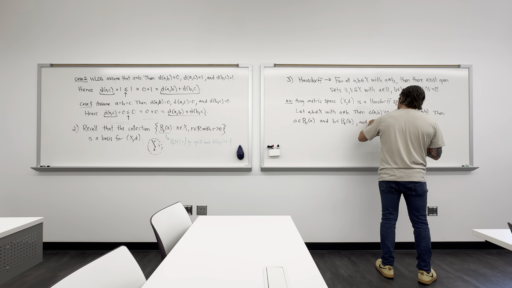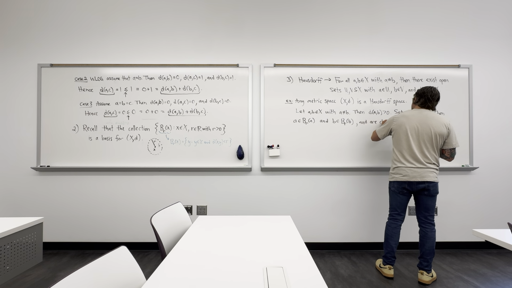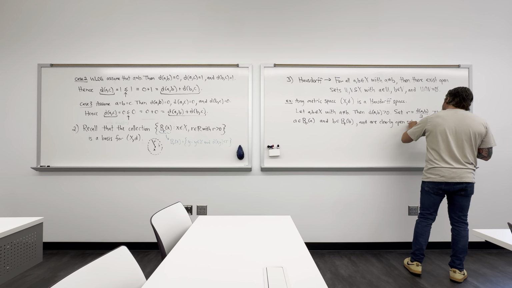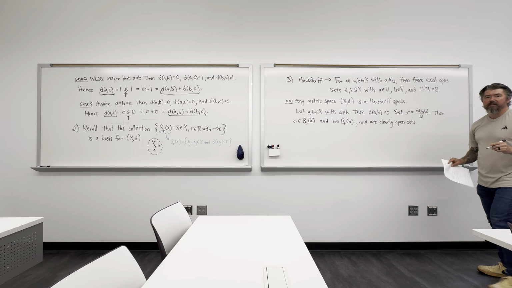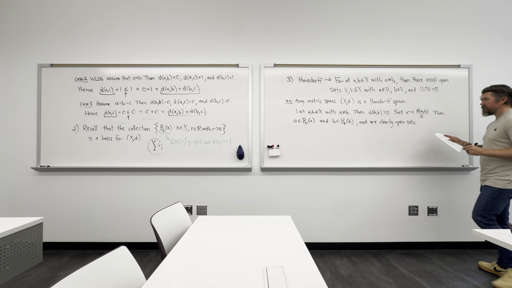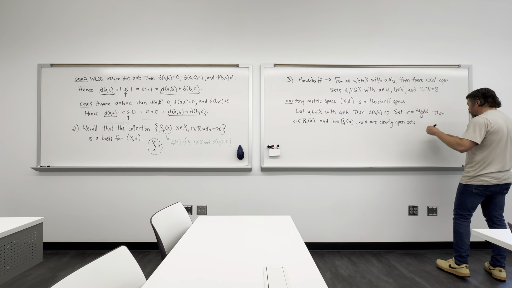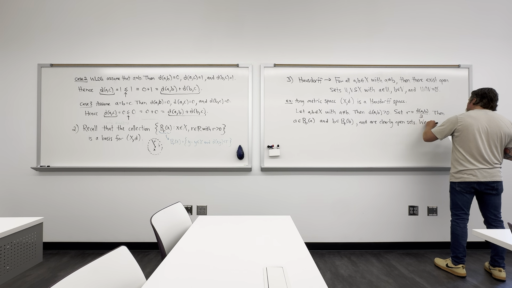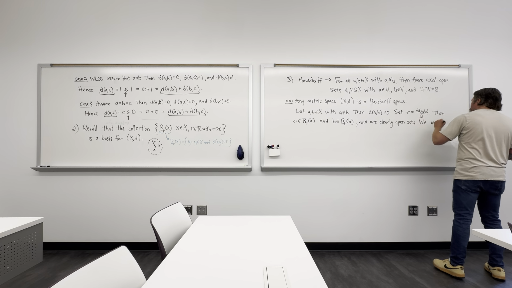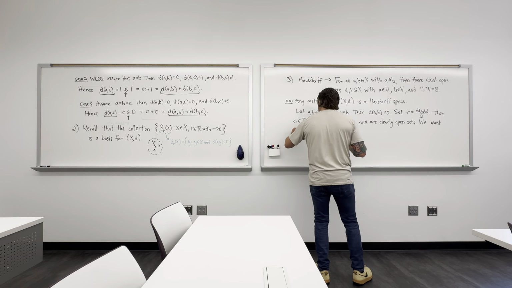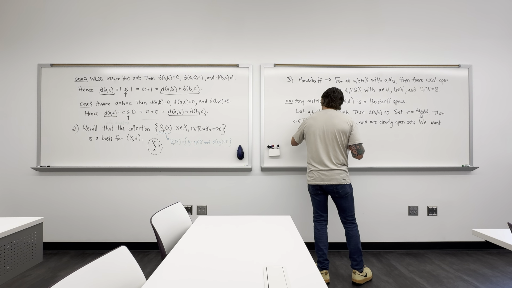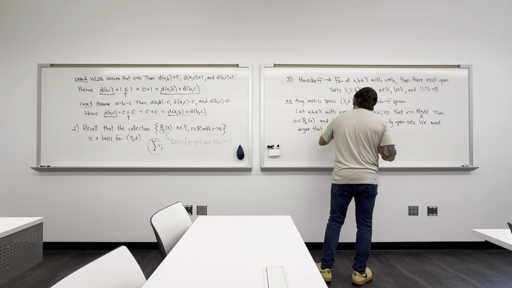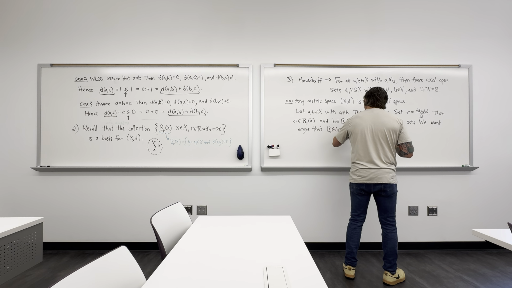And these are clearly open sets because they're part of the basis, right? Basis elements are open sets. So what we need to do, we want to argue that they are disjoint.